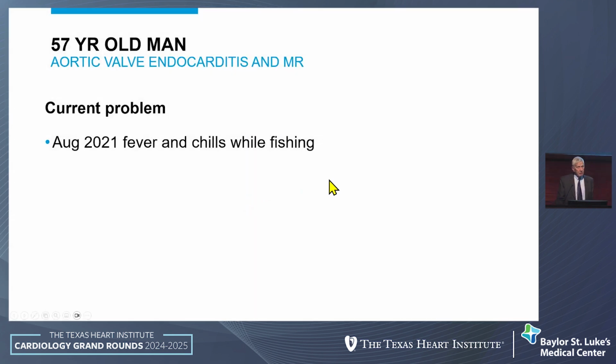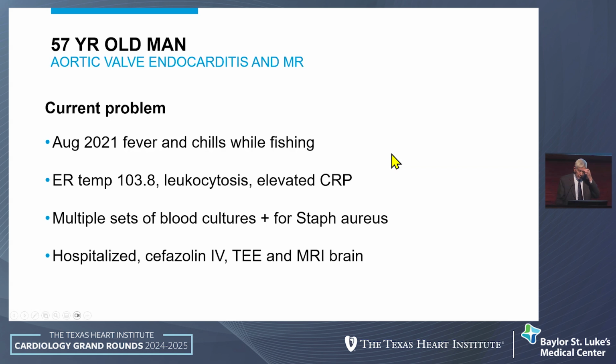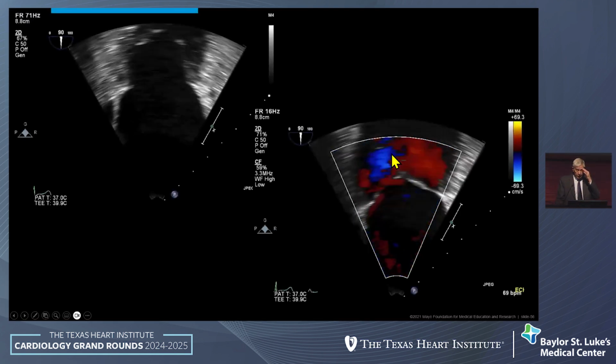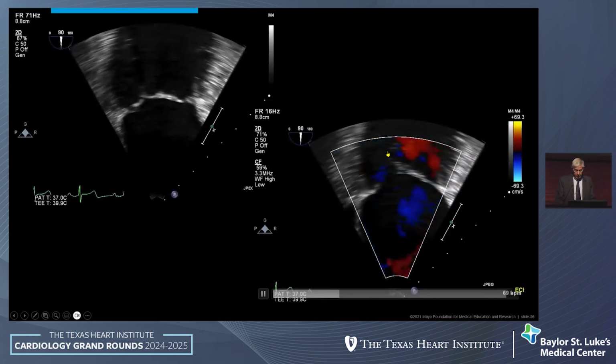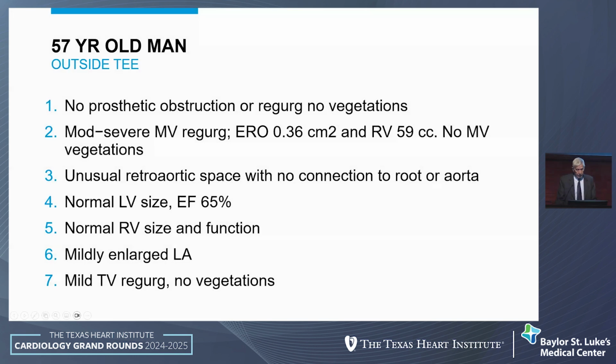The reason he came back to us was that he developed fever, chills, and suspected endocarditis. He was initially febrile, had all the features of endocarditis. It looked like a terrible problem. He was hospitalized and treated with antibiotics. Here you can see that now he has mitral regurgitation. Now, the outside TEE showed no prosthetic obstruction of the aortic prosthesis, but moderately severe MR with an ERO of 0.36, regurgitated volume of 59, and an unusual retroaortic space behind the aorta.